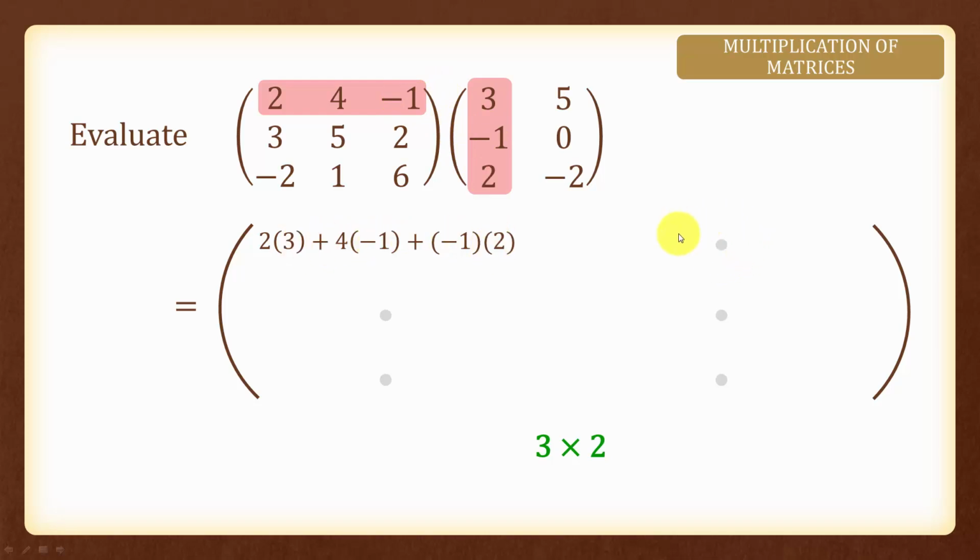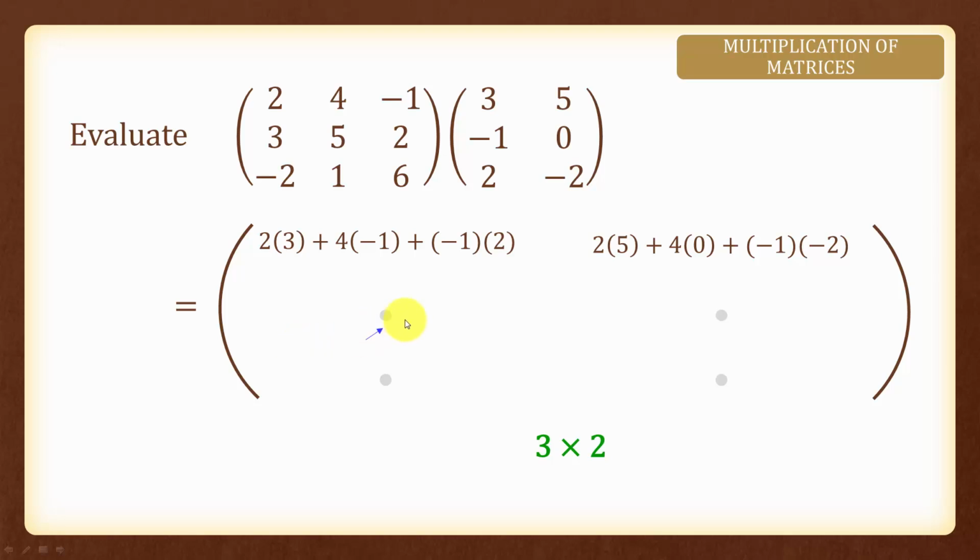To find the elements in the first row, second column, we will multiply the first row in the first matrix with the second column in the other matrix. And we'll multiply the elements in the corresponding row and column, and we will add them all up. And hence here we have 2 multiplied by 5 plus 4 multiplied by 0 plus -1 multiplied by -2.